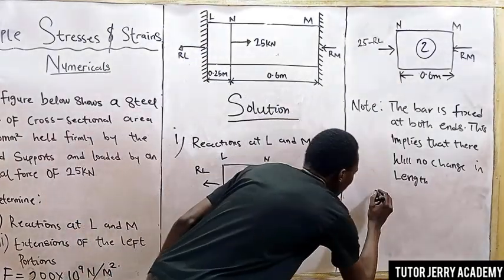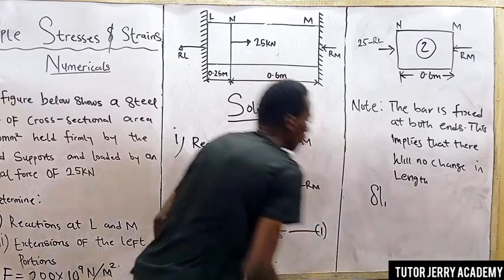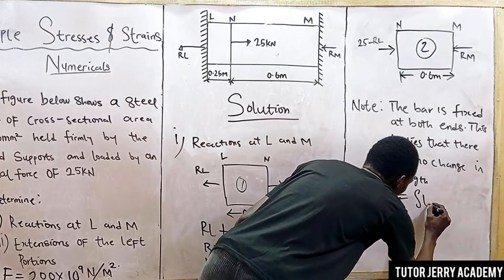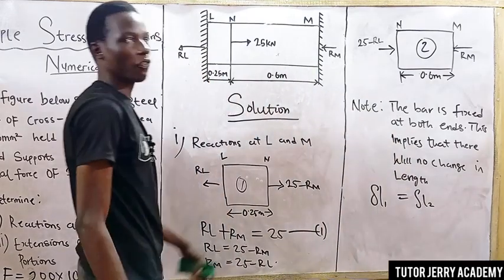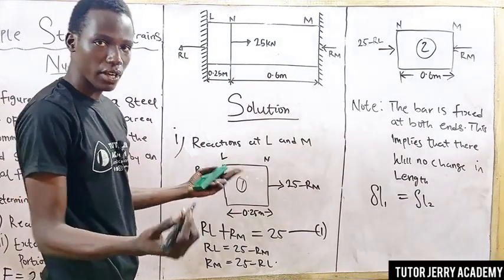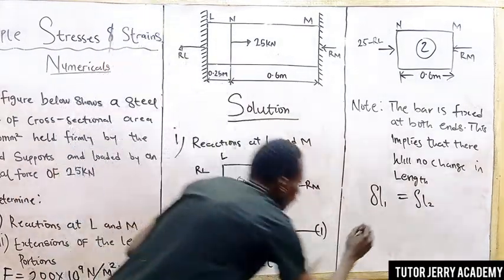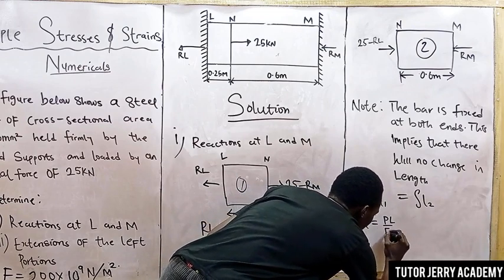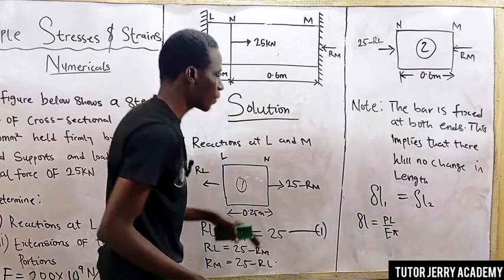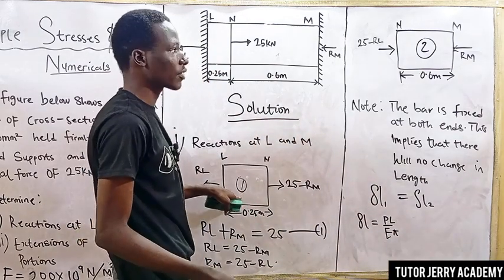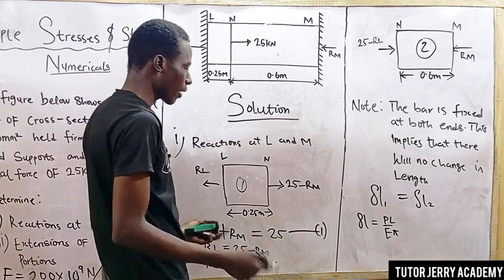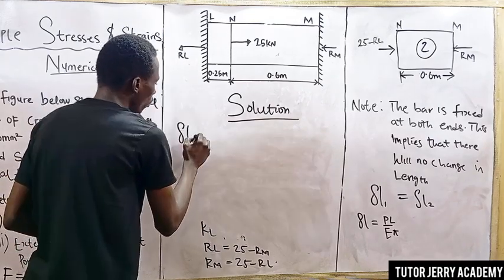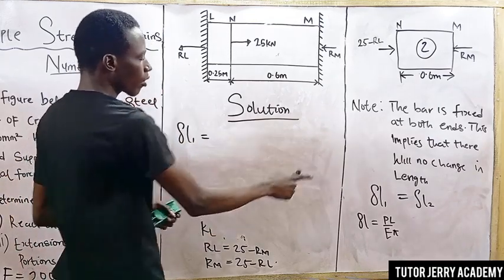Now it means that the extension of the first section will be equal to the extension of the second section. Of course, we know from our formula of extension or elongation that ΔL equals PL all over EA. If I express this in terms of the first section and the second section, what am I going to have? I'm going to be clearing this side. ΔL1 will be equal to P.